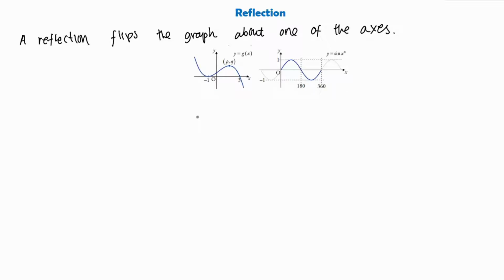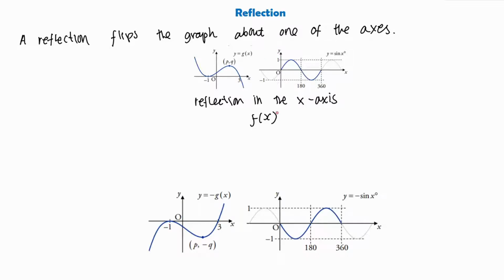So again, here we've drawn in our two generic graphs. We've got a cubic graph, and we have the sine wave again. The first reflection we're going to look at, similarly to translations, there's two. The first one we're going to look at is a reflection in the x-axis.